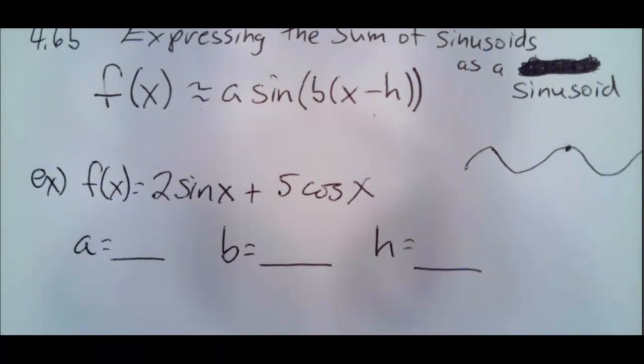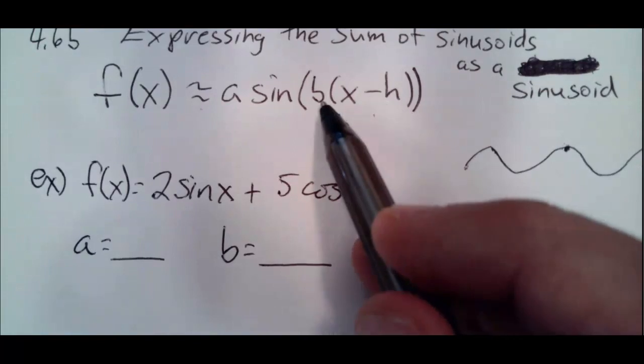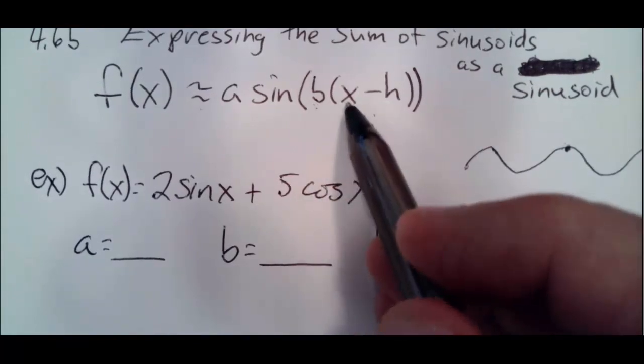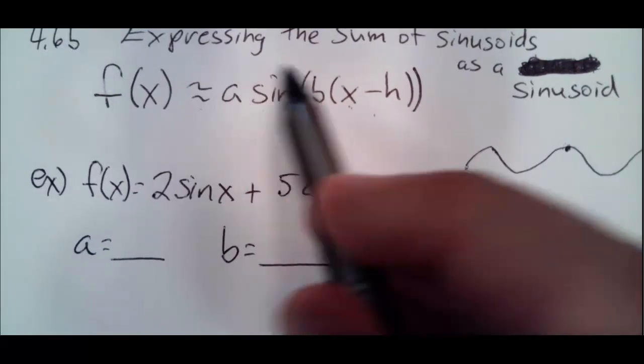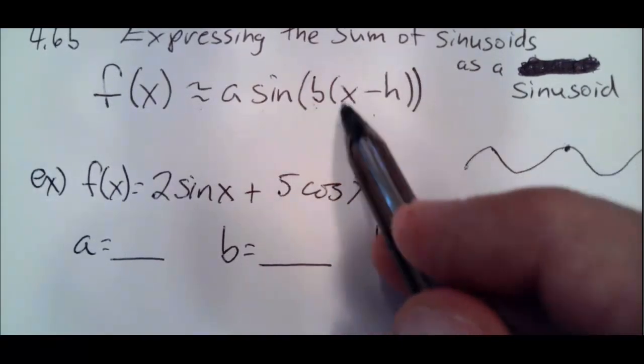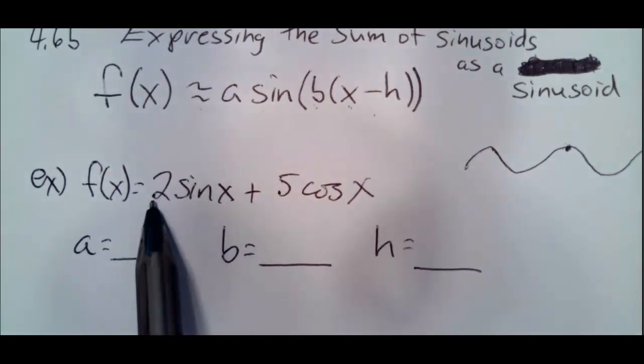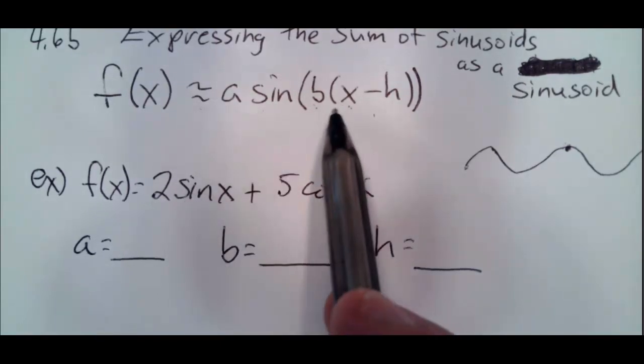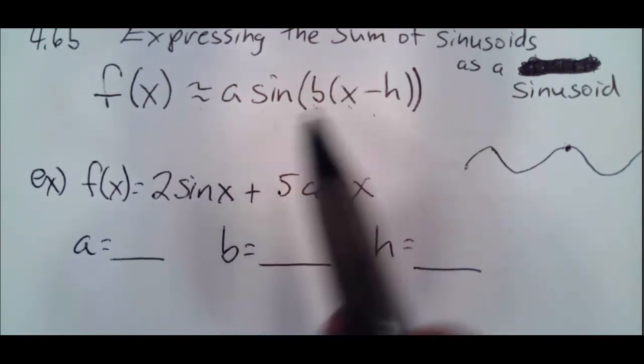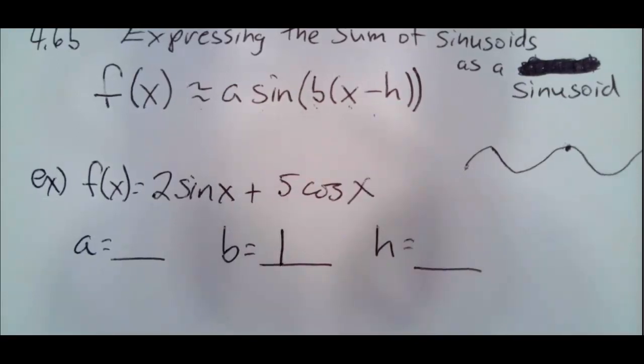All right, the first one, the easiest one actually, is going to be B. And B is the number in front of x with the sine. So we're going to use sine. B is the number in front of x. If I look right here, I have 2 sine x. So I'm using sine. The number in front of x is 1. So B is 1. There you go. That's the easy part taken care of. Now we're going to talk about A and H.